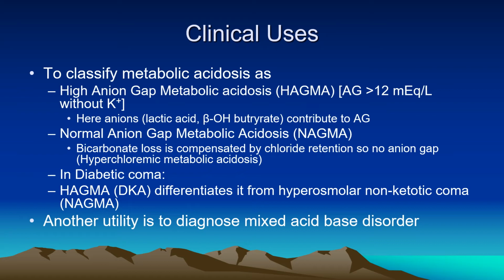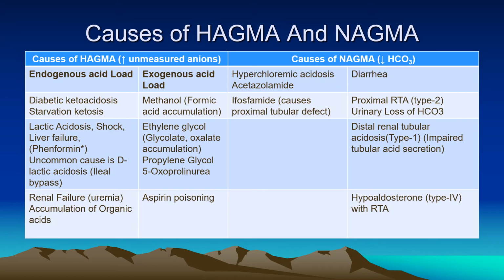The second one is that it can diagnose a mixed acid-base disorder. For example, it will help us find out the existence of metabolic alkalosis along with metabolic acidosis. A simple example will be given in the next slide. Now let us understand what are the causes of high anion gap and normal anion gap metabolic acidosis.